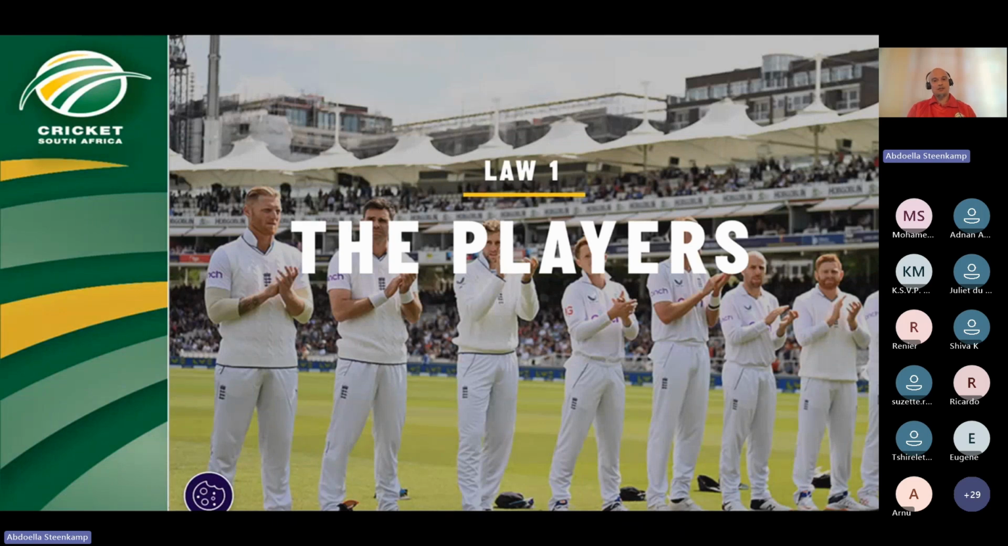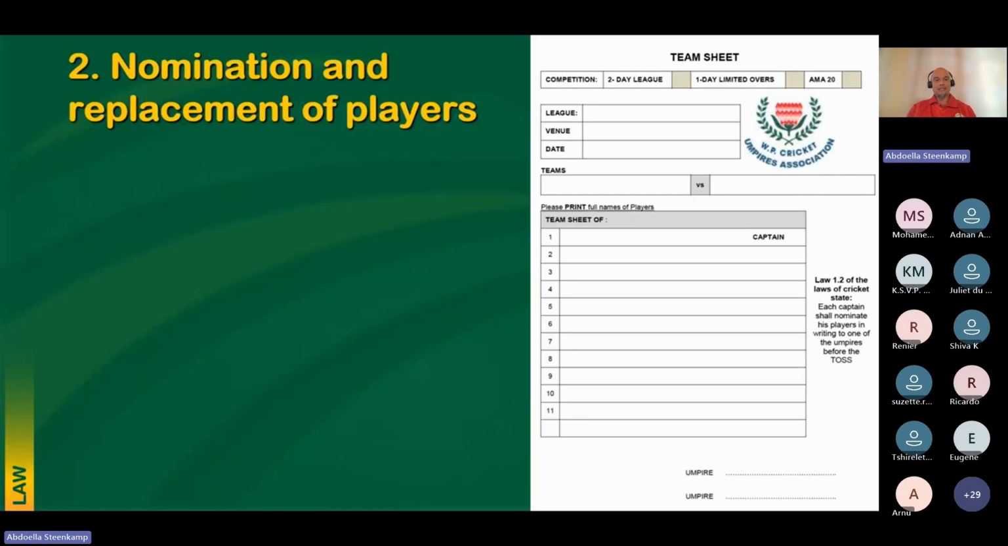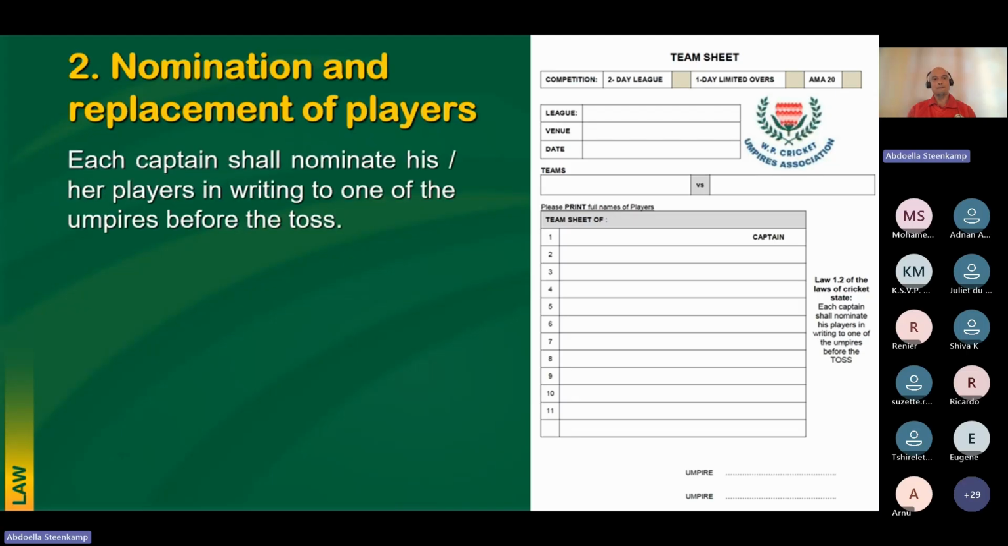A few lectures ago, I think 5 lectures ago, we kicked off with Law 1, which covers the players. And the subsection under Law 1, firstly, we dealt with the nomination and the replacement of players. So when it comes to the nomination of players, each captain to nominate their players in writing to one of the umpires either before the toss or at the toss.